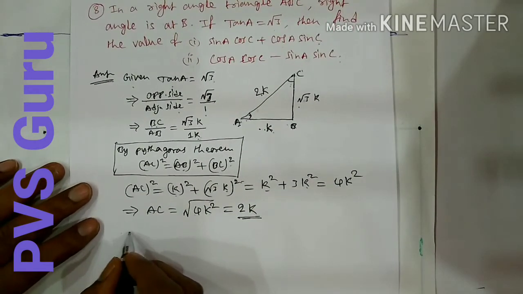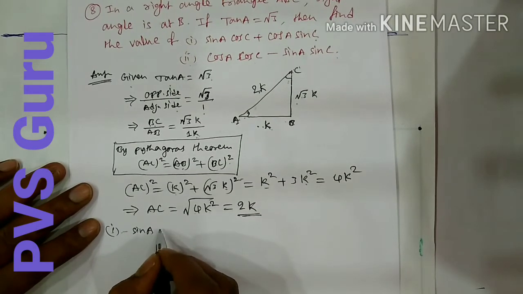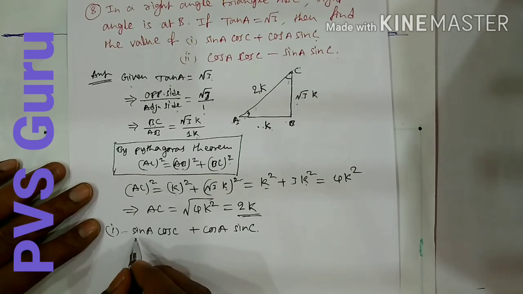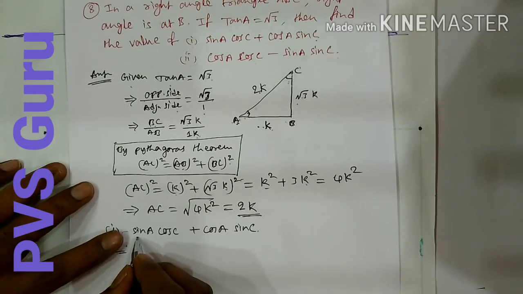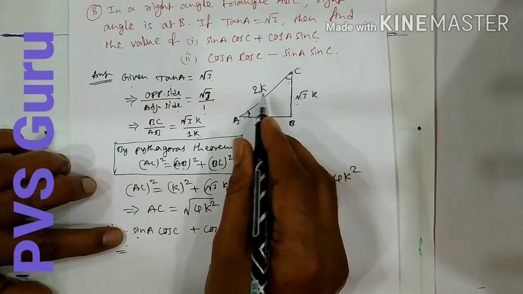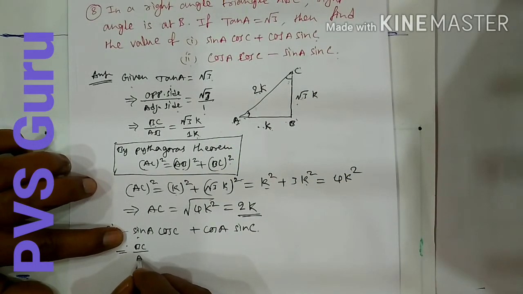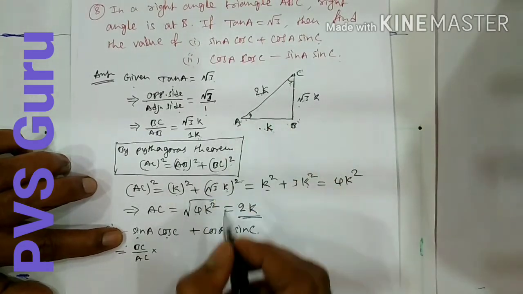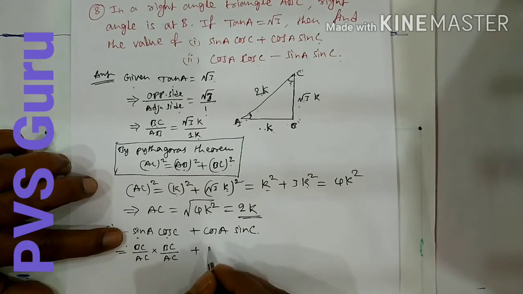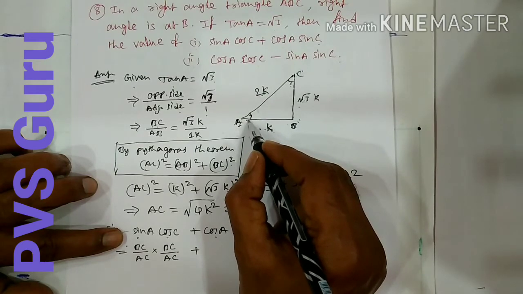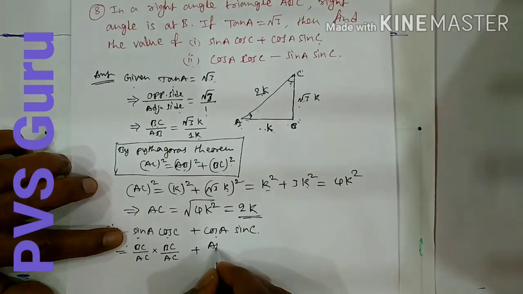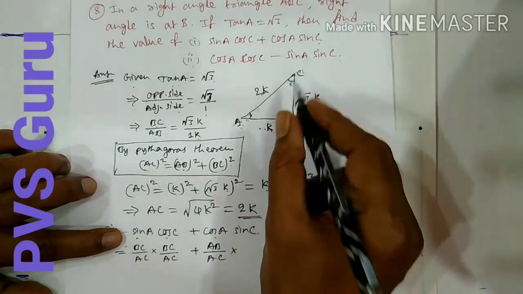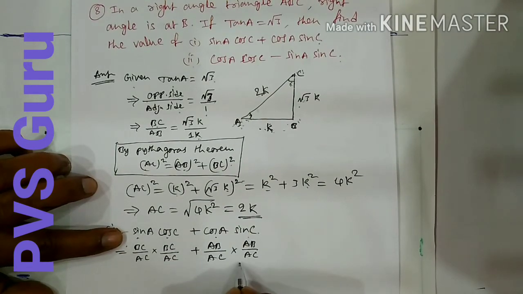Here, first bit, sin A cos C plus cos A sin C. Sin A is opposite side by hypotenuse, BC by AC, into cos C. Cos C with respect of C is adjacent side by hypotenuse, that is also BC by AC, plus cos A. Cos A with respect of angle A is adjacent side by hypotenuse, AB by AC, into sin C. Sin C with respect of angle C is opposite side by hypotenuse, AB by AC. Don't confuse, just solve the problem leisurely.